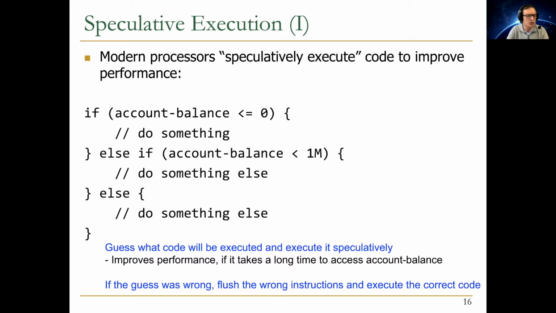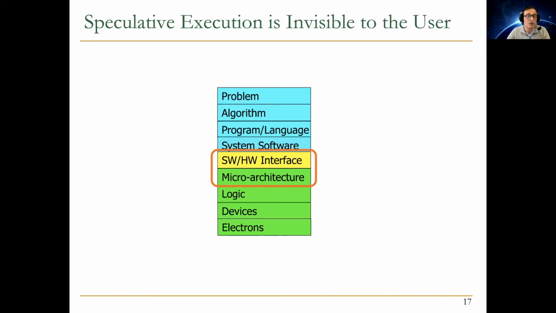Okay? And this works perfectly. It's not a problem at all. There's no correctness problem here because the processors do it correctly. So basically, speculative execution is invisible to the user.